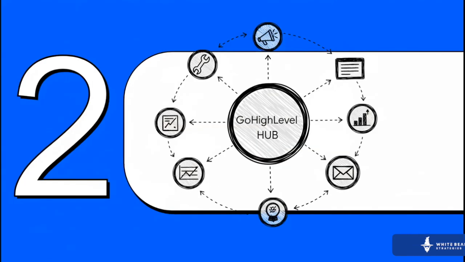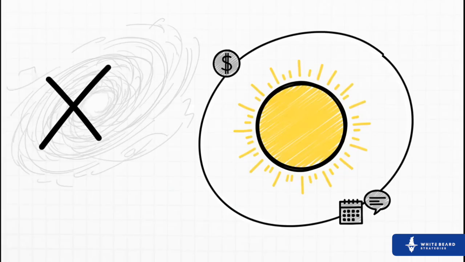Okay, so how do we solve this? Well, the answer isn't a new tool. It's a new mindset. We're going to introduce an idea here of treating Go High Level not as the only tool you use, but as the central hub that connects everything else together. And it really all boils down to these three little words: hub, not universe. Just stop trying to think of Go High Level as the entire galaxy for your business. Instead, think of it as the sun, the powerful center that everything else can just orbit around. I'm telling you, this one little shift in perspective, it changes everything.